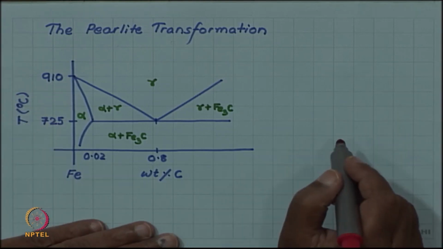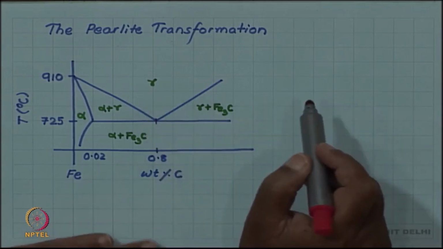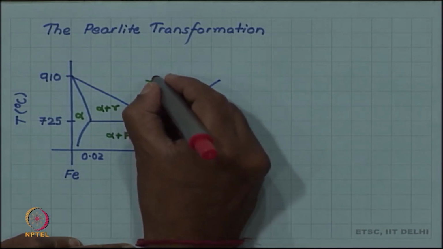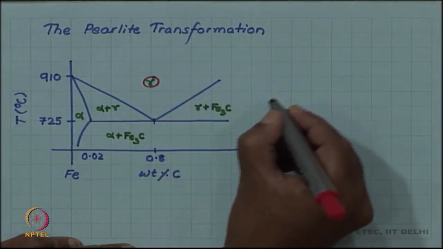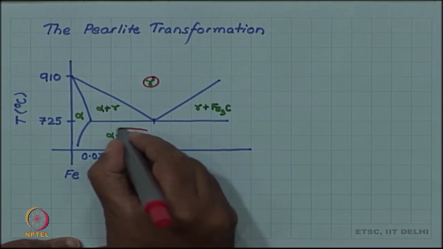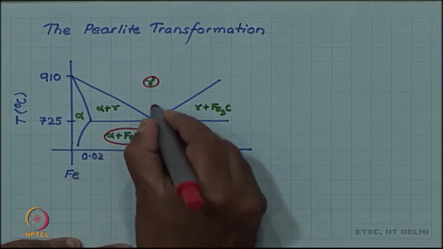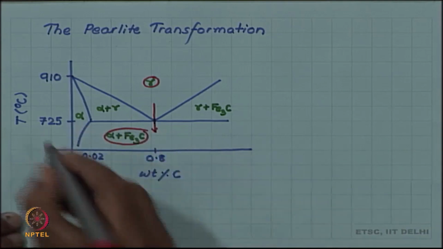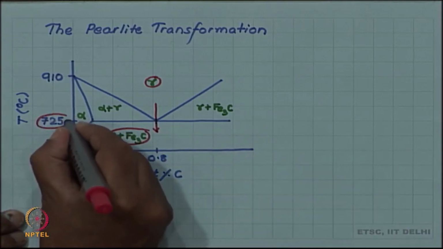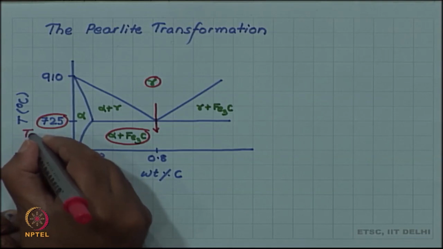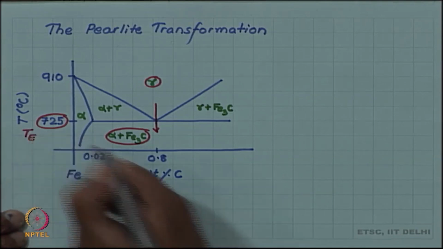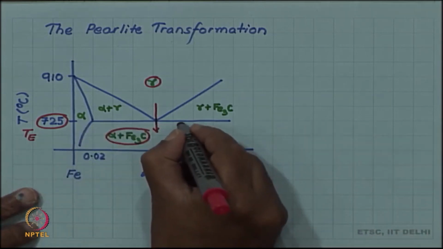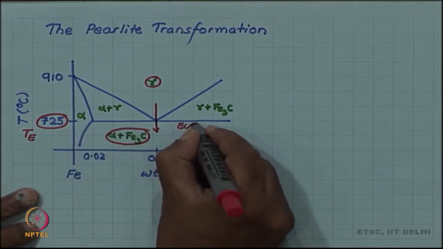familiar phase diagram, the iron carbon diagram, in which we saw that this region, which is austenite, will transform to alpha plus Fe3C if we cool through 725 degrees Celsius, which is the eutectoid temperature. So, this is the eutectoid temperature TE. This horizontal, if you remember, is the eutectoid horizontal.